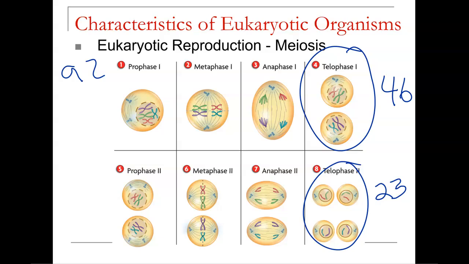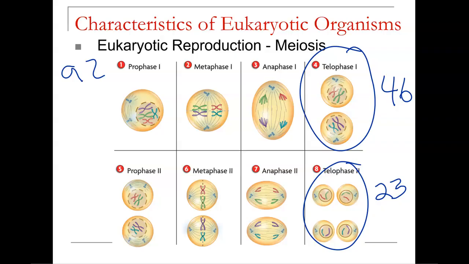Early prophase, we're going to have the formation and lining up of the homologous chromosomes. Chromosomes are going to carry identical genetic sequences, and they're lined up in what's called a tetrad. They're aligned in pairs of homologous chromosomes. By late prophase, you're going to have crossing over occur.